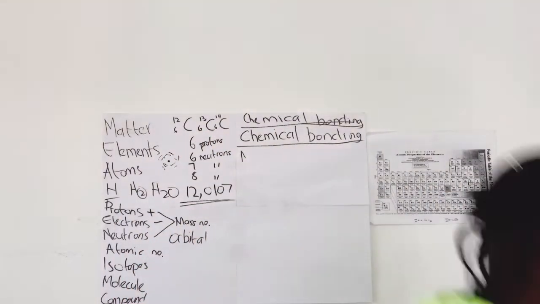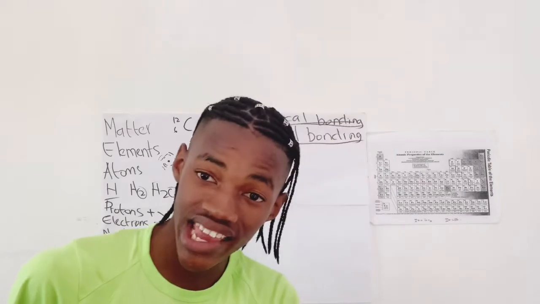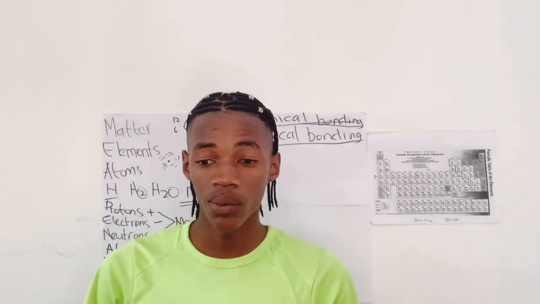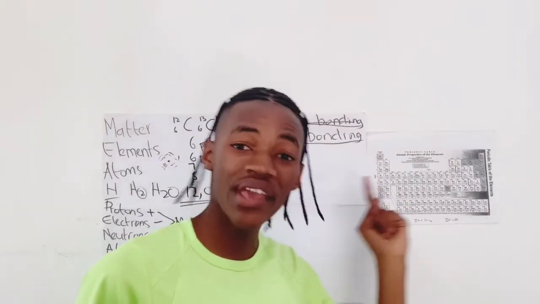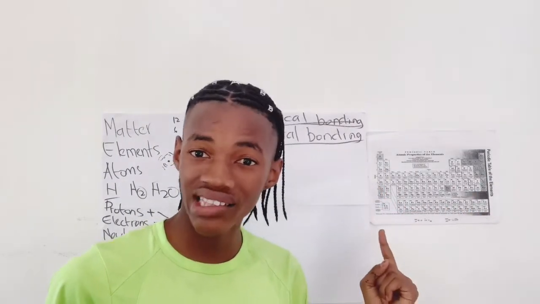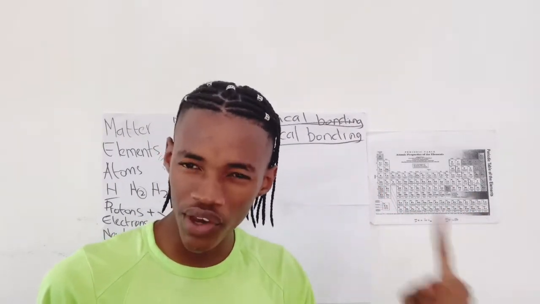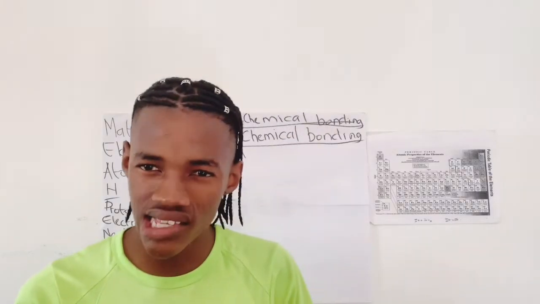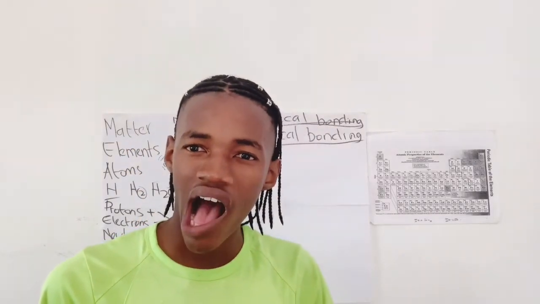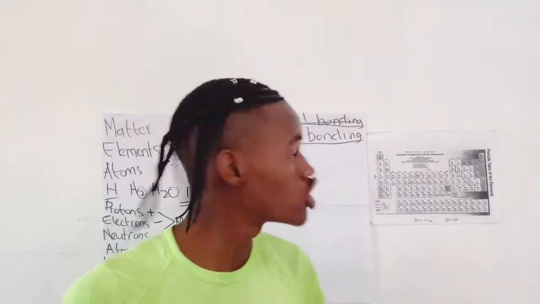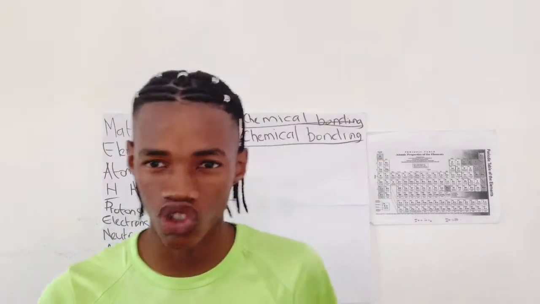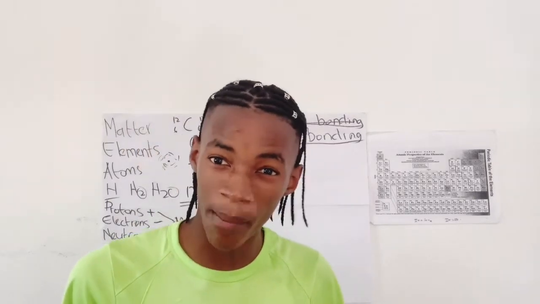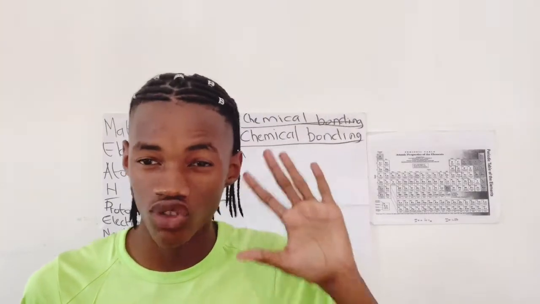Like I said, the period number tells us the number of electron shells. So if the period number is 1, we have 1 electron shell. If the period number is 5, we have 5 electron shells.